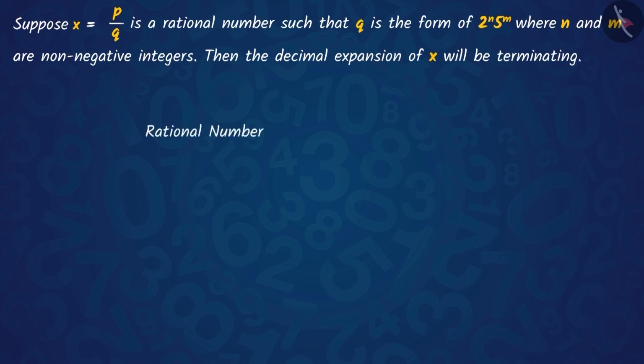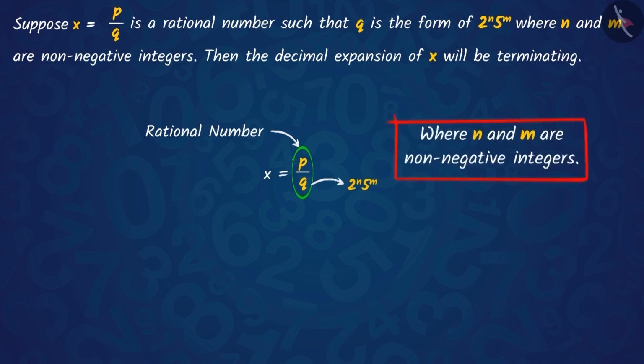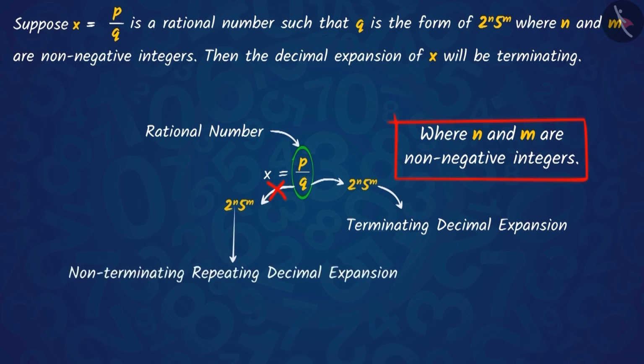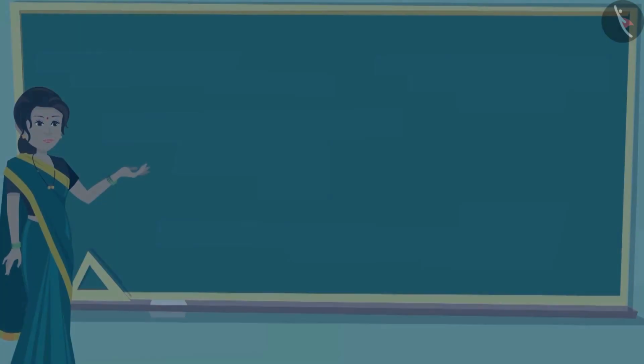Suppose x equals p upon q is a rational number such that q is in the form of 2 raised to n into 5 raised to m, where n and m are non-negative integers. Then, the decimal expansion of x will be terminating. And if q is not in the form of 2 raised to n into 5 raised to m, then the decimal expansion of x will be a non-terminating rational number.